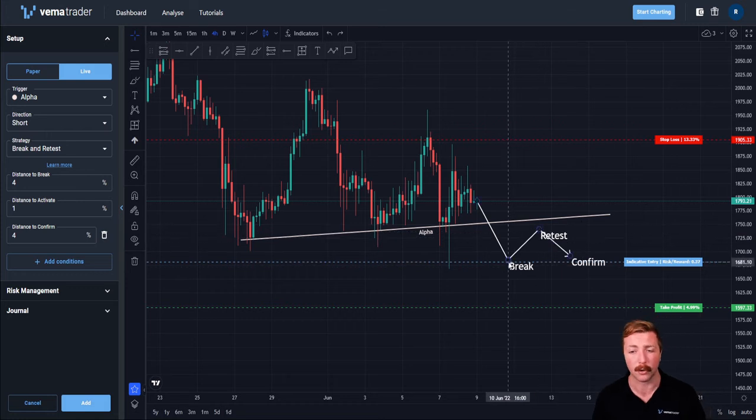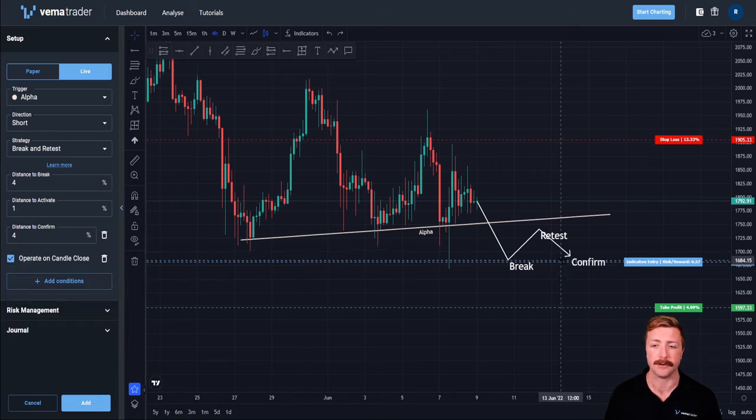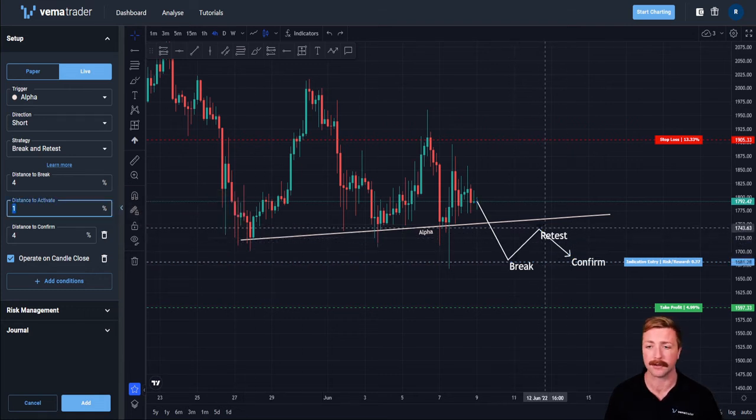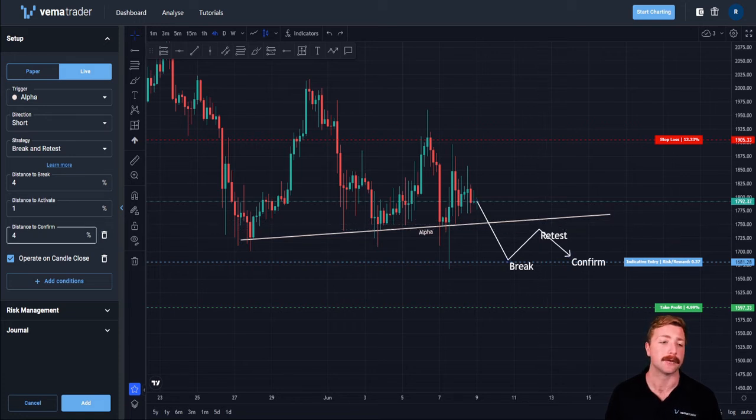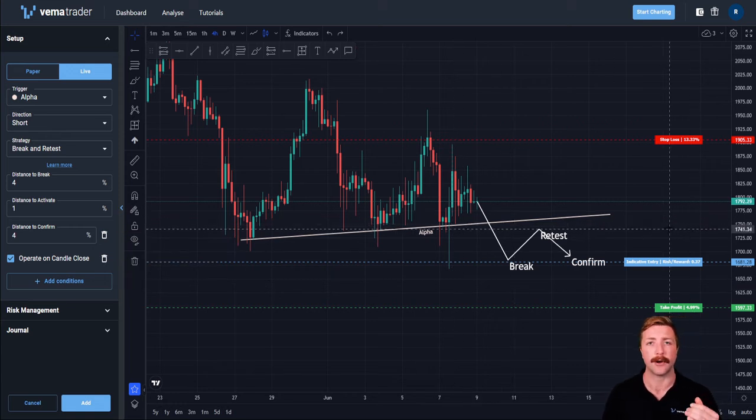And that's true of all the conditions. They're all measured from alpha at that point in time. Now, if we wanted to make sure that price closed more than 4% from alpha before we got into this trade, we can use the operate on candle close condition. So if we had all these conditions on, what has to happen is price has to come down, move more than 4% below alpha and close there for the break to be satisfied. Then it has to retrace. It has to move back up to within 1% of our distance to activate, so within 1% of alpha, and then it has to reject. It has to move 4% from alpha before then we'll enter this trade if we get a close at that lower than 4% level. So those are all the conditions that can lead to a trade entry.